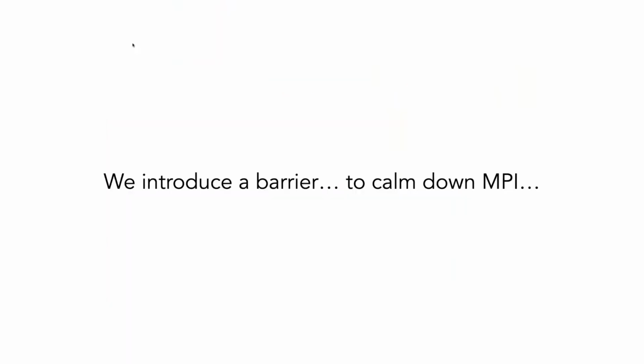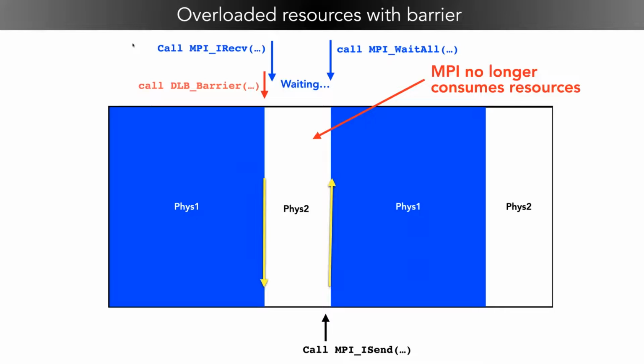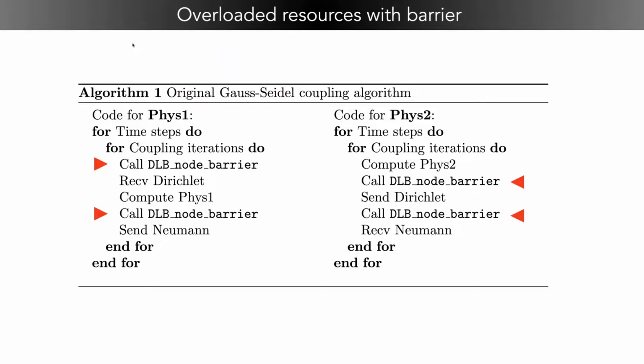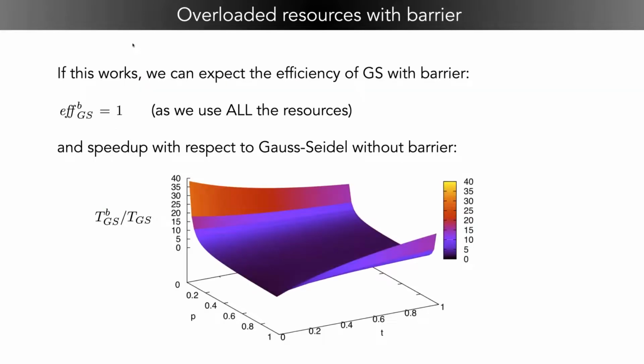So what we can do is to introduce a barrier to calm down MPI. Here we use DLB, which I presented before. It's the same library that has TALP inside, with which you can measure parallel efficiency. With this barrier, we just wanted to calm down MPI, to say to MPI, don't check if you are receiving messages all the time. So if this works, this means that we are using all the resources.